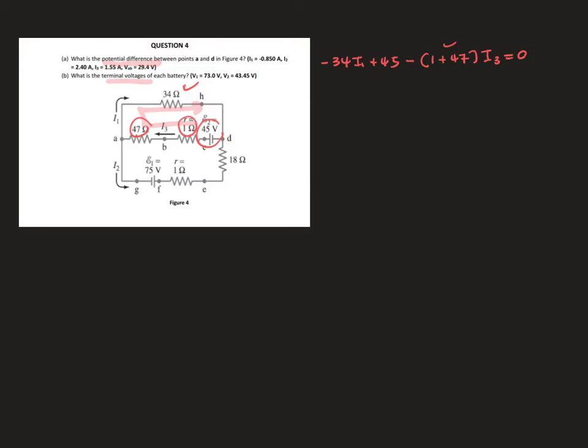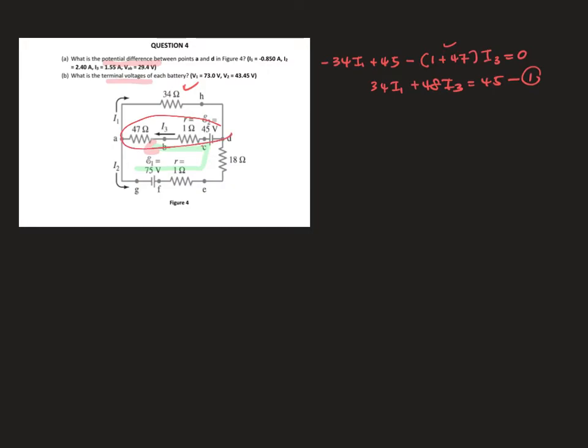Once you're done with this, definitely you need to rearrange. Then you are going to get 34 I1 plus 48 I3 equals 45. So this is going to be your first equation. Then move on to the next one. For the second one, I'm going to draw it counterclockwise. The first one was clockwise like that, and this one here I'm going to draw counterclockwise. So for the second one, which part am I going to start with? I'm going to start at this area first.